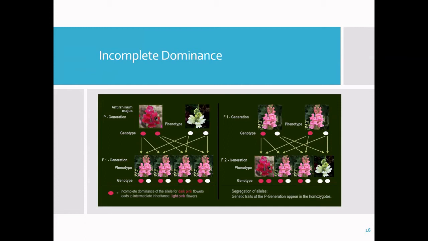Now, breeding your F1 generation together, those being heterozygous for dark pink and white, you will get, again, that same fallout where you have one homozygous dark pink, one homozygous white, and two heterozygous light pink.